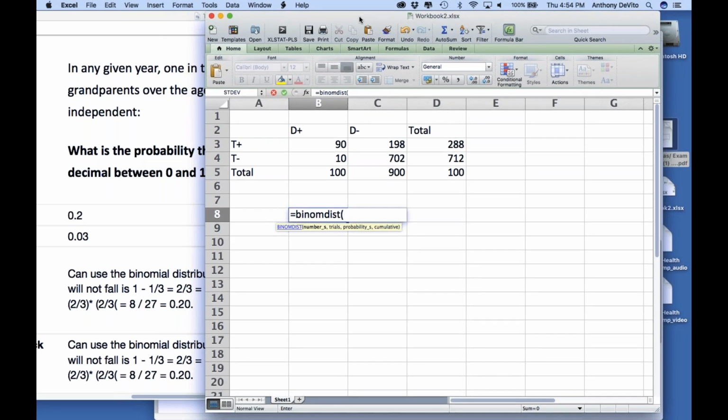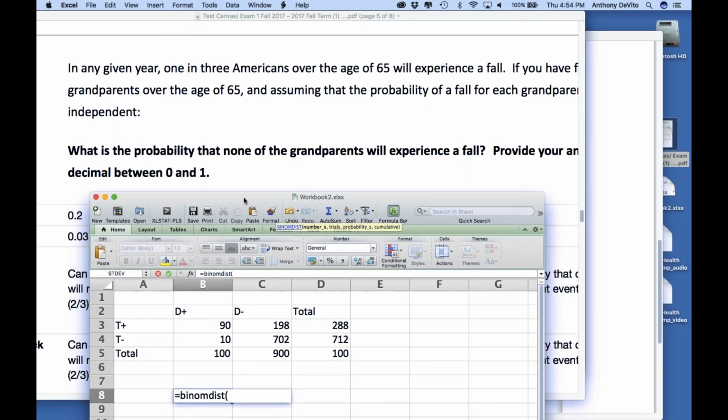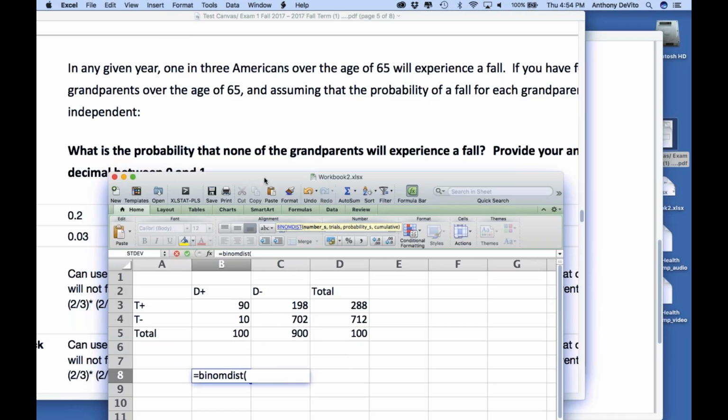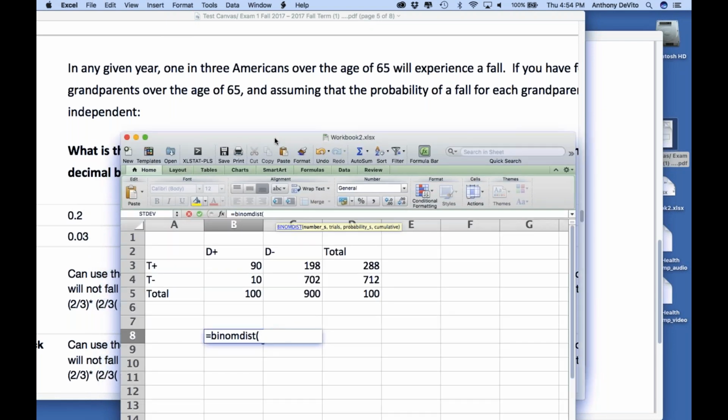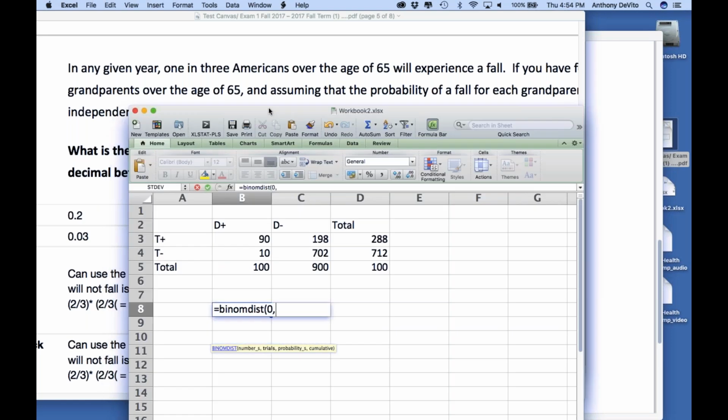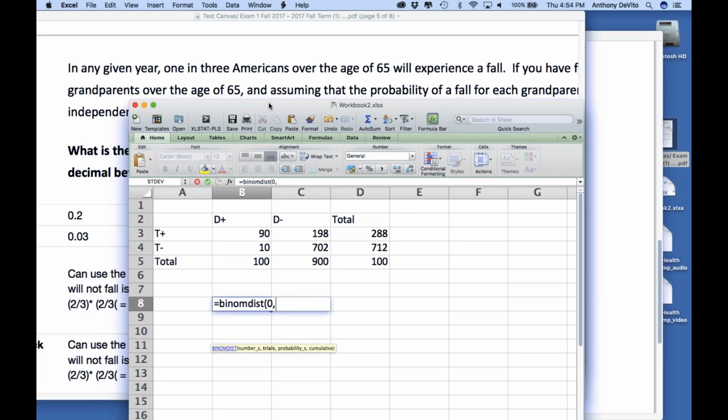So how many people fell down in the first part of this problem? None of the grandparents, so that's 0. We're looking for 0. So the number of successes is 0, comma, and the next thing we want to know is the number of trials. What's the sample size? Sample size is 4 grandparents, right? Comma, and the next thing we want to know is the probability of success. The probability for any individual falling down in this group is 0.3333, but I'm going to just go 0.33.